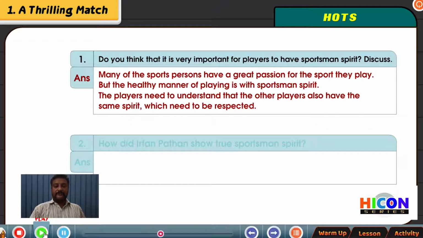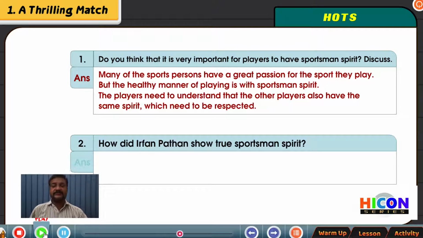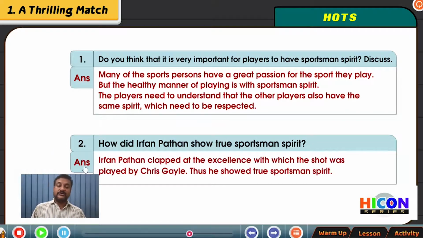How did Irfan Pathan show true sportsman spirit? Now we have come to that particular situation that was happening in the match that both these boys went and watched. So how did he show it? Irfan Pathan clapped at the excellence with which the shot was played by Chris Gayle. Thus he showed true sportsman spirit.